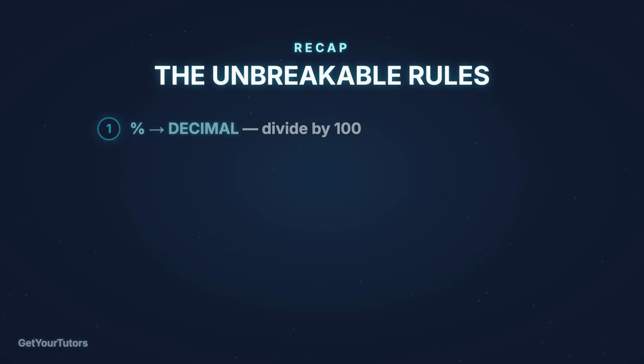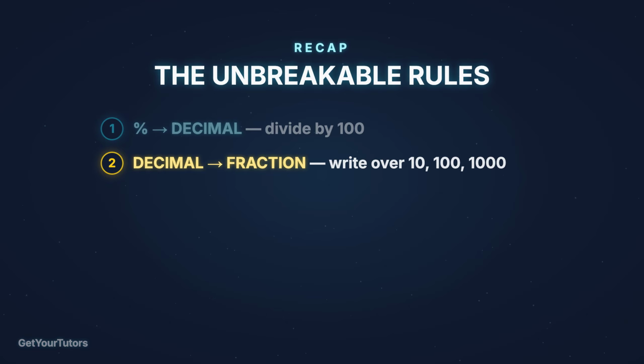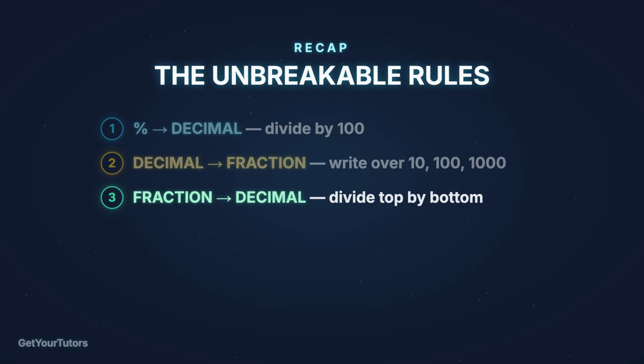Let us rapidly recap the conversion rules. To convert percentages to decimals, divide by 100 every single time. To convert decimals to fractions, write the digits over 10, 100, or 1000, depending on the number of decimal places. To convert fractions to decimals, simply divide the top numerator by the bottom denominator using standard short division on your exam paper.